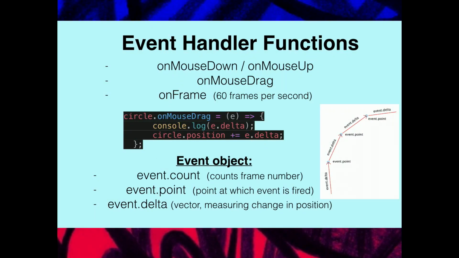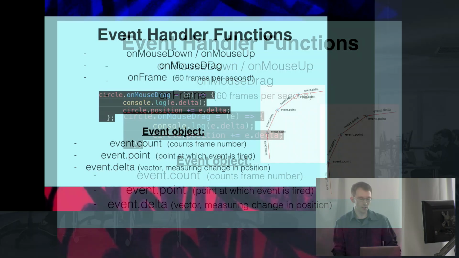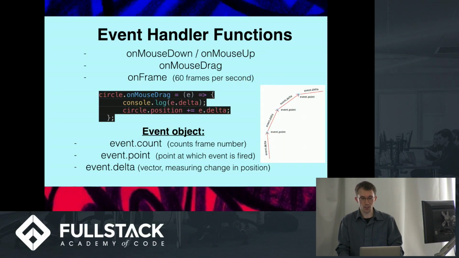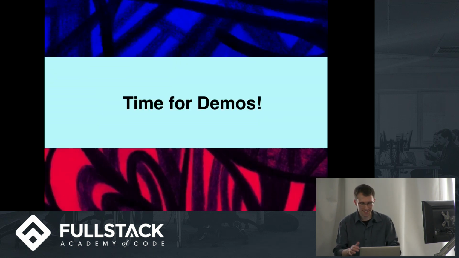The event object that's passed into the event handlers also has some special properties. You have event.count, which for the onFrame method counts which frame you're on. So that's very handy. You'll see that in another demo I have. Then I just briefly touched on event.point, which is the point at which the method is fired, whether it's mouse down, mouse up, or mouse drag, and event.delta, which is a vector describing the difference between the previous time the event fired and the current time. All right, time for some demos.